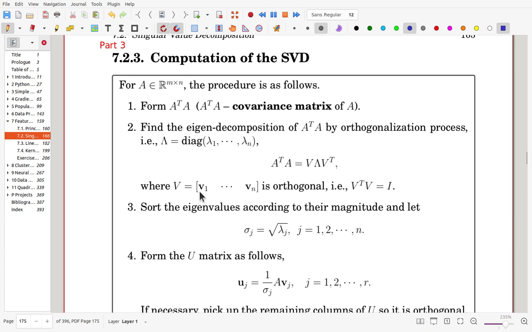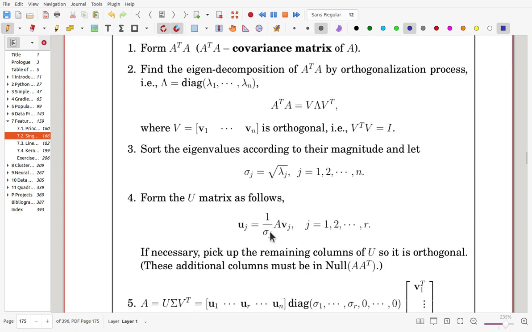That means the eigenvectors are orthogonal to each other and the norm is 1, so that V transpose V is identity. Now we sort the eigenvalues by magnitude and take the square root to get sigma j. Here that is V, and the collection of sigma j makes sigma. And from this algebraic equation, 1 over sigma j times A vj becomes uj.